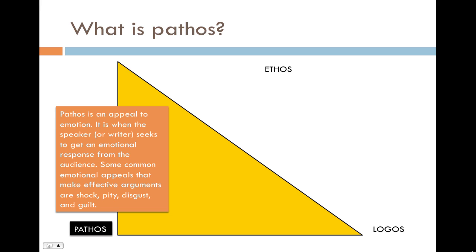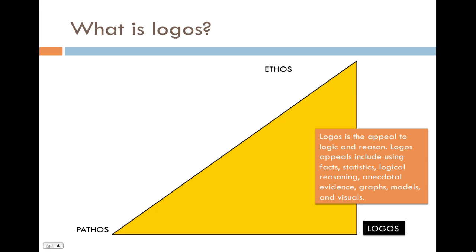Pathos, on the other hand, is an appeal to emotion. It's when the speaker seeks to get an emotional response from the audience. Some common emotional appeals that make effective arguments are shock, pity, disgust, and guilt. Logos is the appeal to logic and reason. Logos appeals include using facts, statistics, logical reasoning, anecdotal evidence, graphs, models, and visuals.